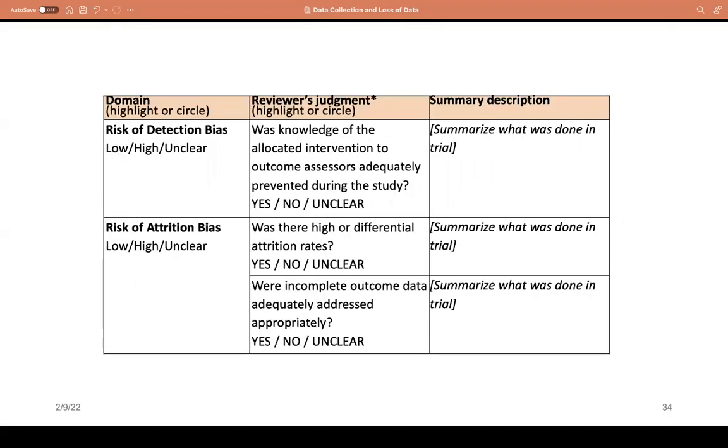So again, in the chart that you'll be completing, assessing risk of detection bias: was knowledge of the allocated intervention adequately prevented during the study? Yes, no, or unclear. And you're going to tell us why. Was there high or differential attrition, and what are the outcomes? Was incomplete outcome data adequately addressed and described appropriately in the paper?